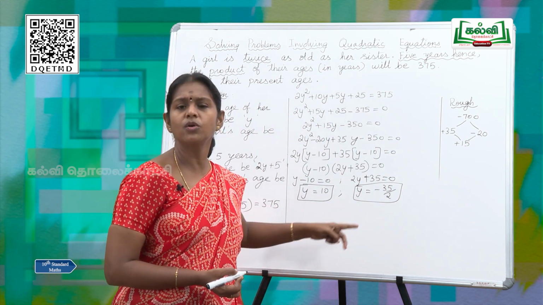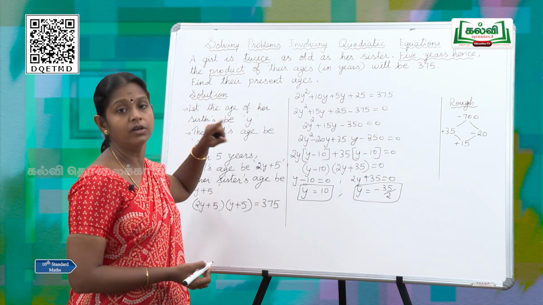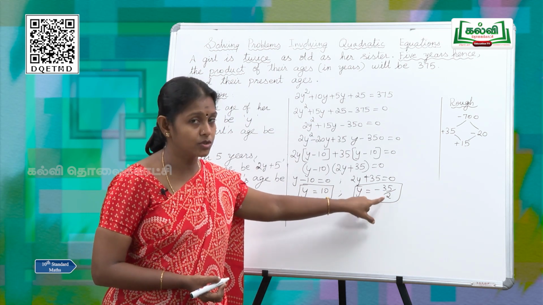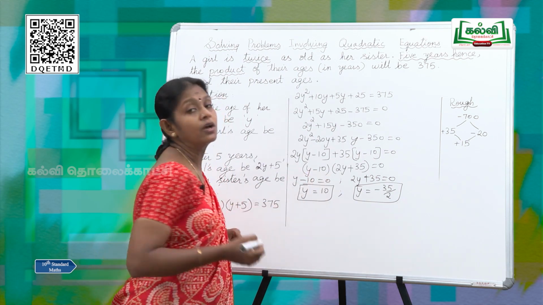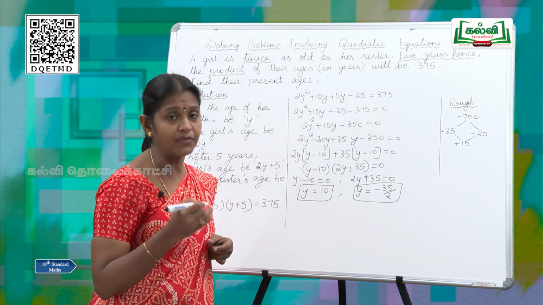Among these values, these are not just numbers, this is the age of the girl or the age of her sister. So, definitely age must not be negative. So, this minus 35 by 2 is not applicable. So, we have to take y is equal to 10. From this answer we are going to find the final answer.